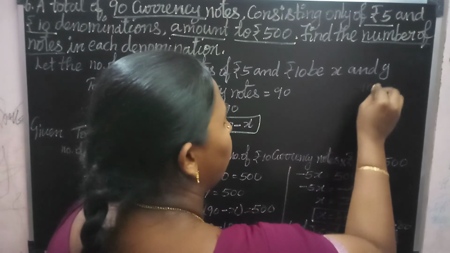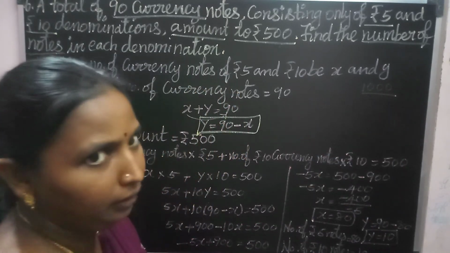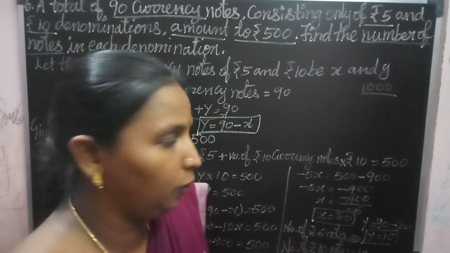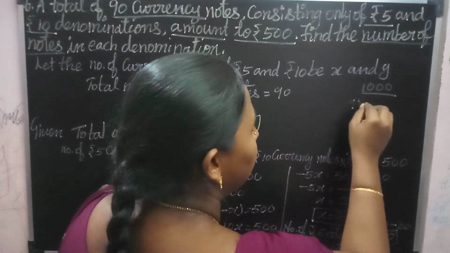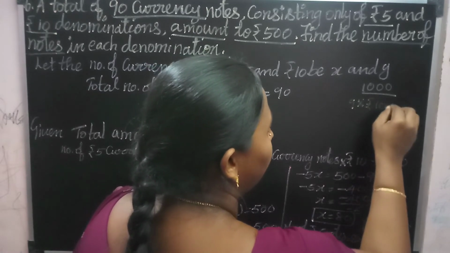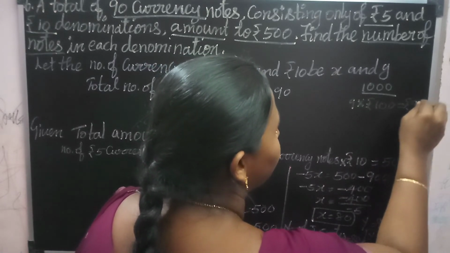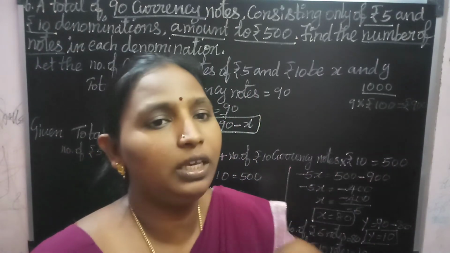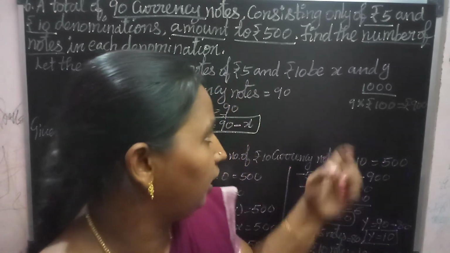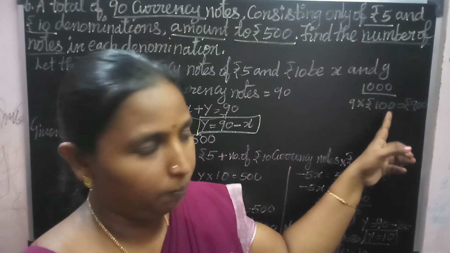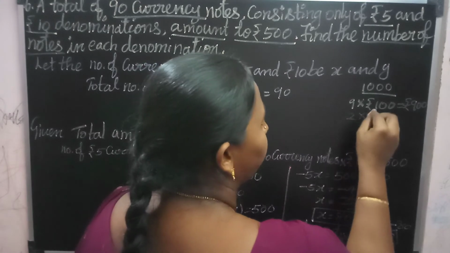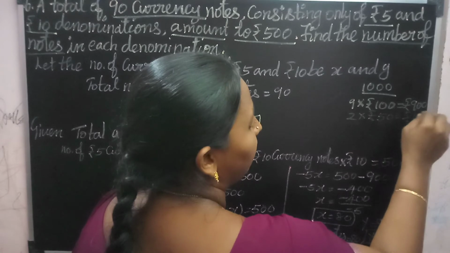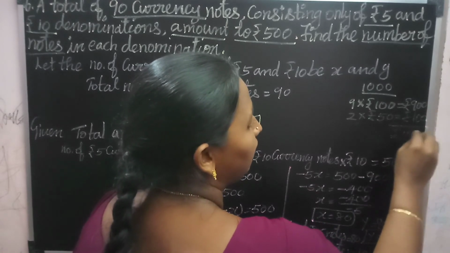Suppose you are going to deposit 1000 rupees in a bank, you have only 250 rupees, then 900 rupees. How to denominate now? 9 into rupees 100 equal to how much? Rupees 900. Like that you have to write the denomination. Then it will be easy for them to calculate. So you have 900 rupees and 250 rupees, and then rupees 100. So the total amount is rupees 1000.